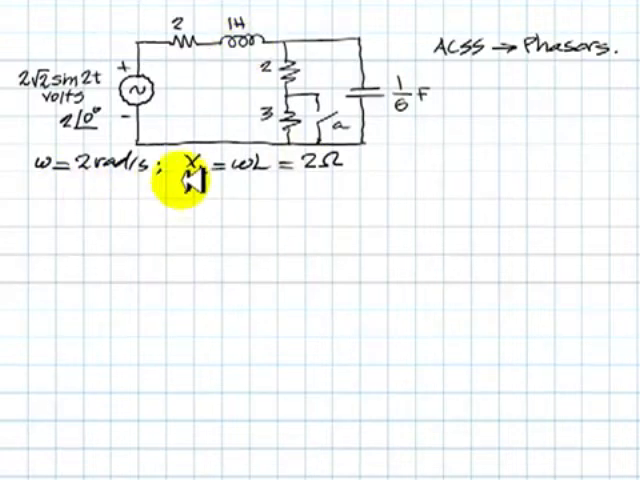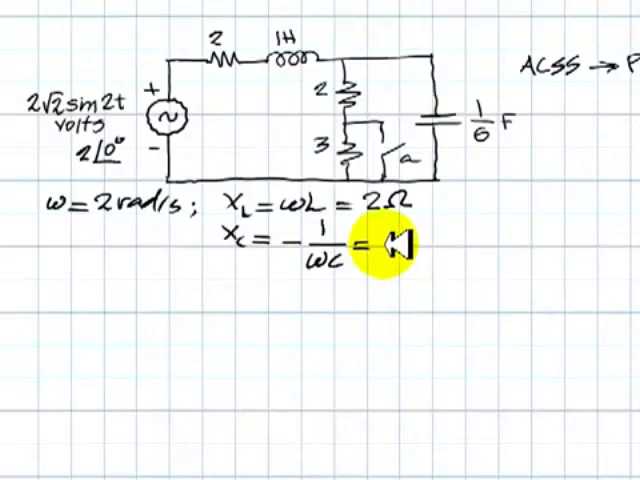The reactance of the capacitor is negative 1 over omega C, and that would be negative 1 over 2 radians times 1/6, and that is negative 3 ohms. So the impedance is negative j3. Let's draw this circuit in the phasor domain.